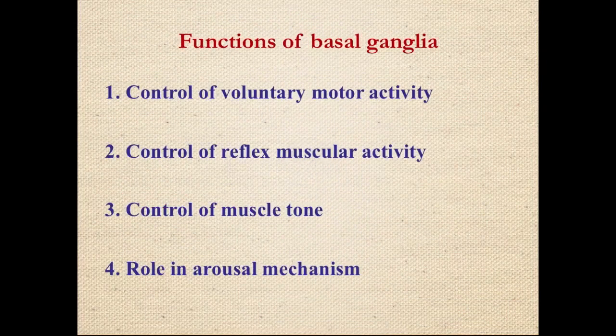First is control of the voluntary motor activity. Like if you want to pick up a pen, just now I gave you the example that a pen is kept a little far away at your side, and you have to pick it up. So that is the voluntary motor activity. Second is control of the reflex muscular activity. Reflex will be involuntary, right? Then the control of the muscle tone and a role in the arousal mechanism.